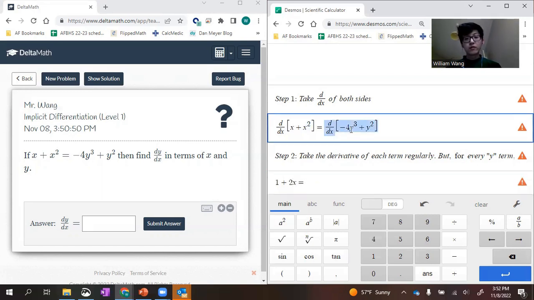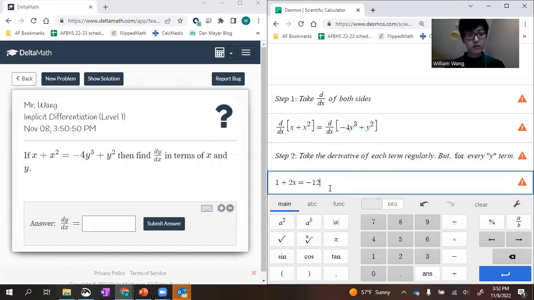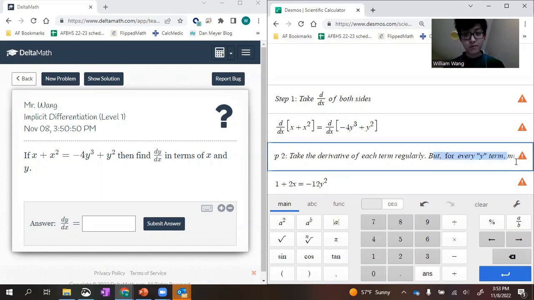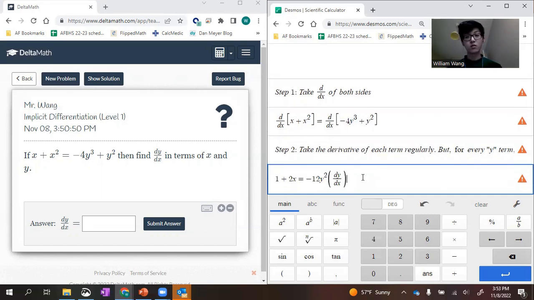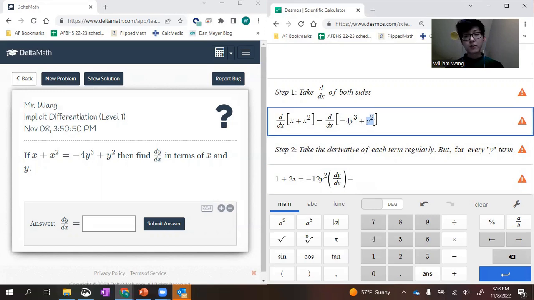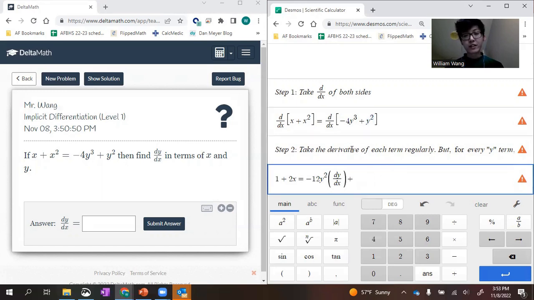Let's continue going. Derivative of negative 4y cubed, this term right here, that is going to be negative 12y squared. And I'm going to ask, is this a y term? Yes, this is a y term. So if it's a y term, I also have to multiply this by dy over dx. Cool. Plus, let's take the derivative of the next term, y squared. First, I do the derivative regularly, so it's going to be 2y. Then I also multiply by dy over dx. Cool.